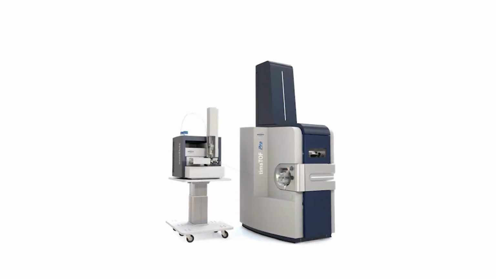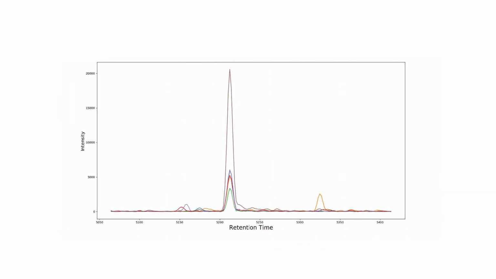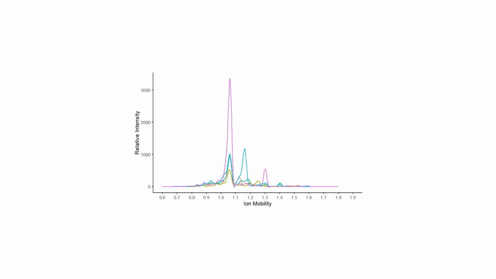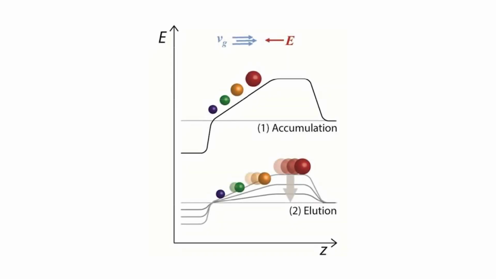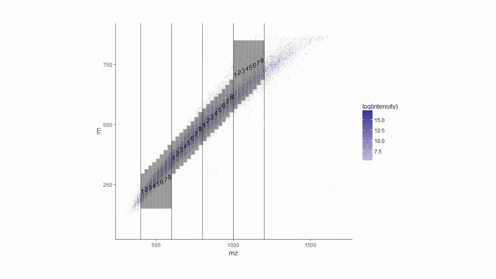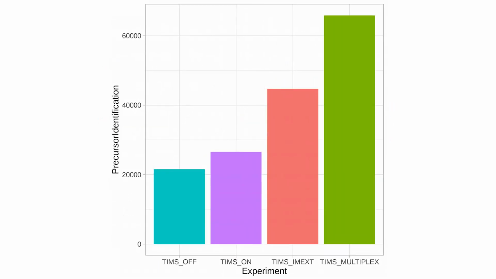So firstly, it allows us to accumulate ions for a specific amount of time before we send them to analysis. And secondly, it allows us to separate ions by ion mobility. So this means that the ions get focused into a very narrow band of ions, which boosts our sensitivity, and it gives us additional selectivity because the ions will be separated by their collisional cross-section.